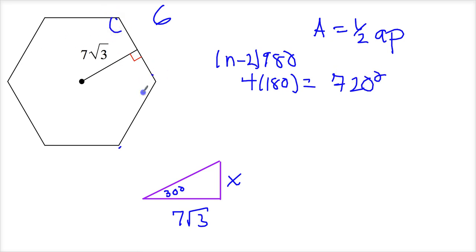It would be this, plus this, plus this, plus this, plus this, plus this. That's the angles there. I can find those angles. Now, with that being said, what the heck do I do with it? Well, I want to do 720 and think, okay, it's broken down into 6, so divide that by 6, and you get 120 degrees. So each one of these is 120 degrees.